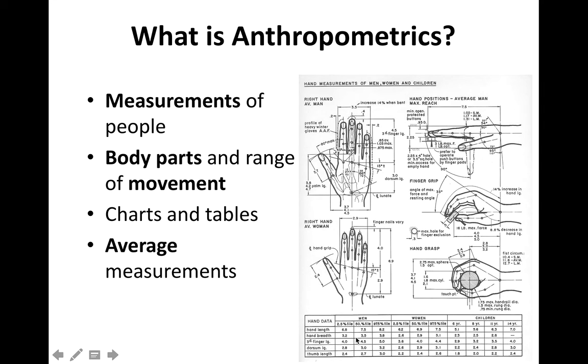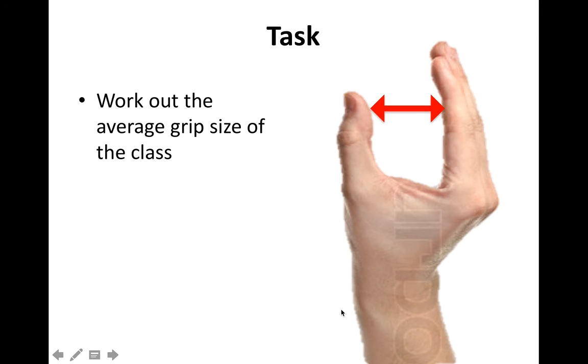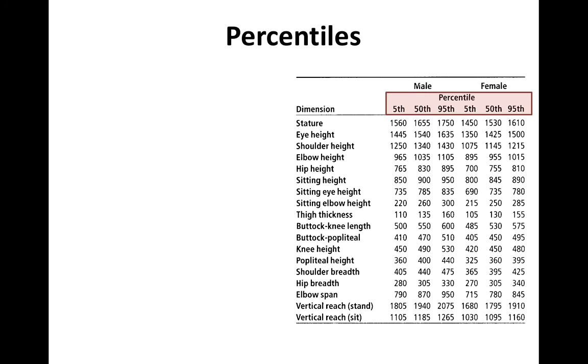And what you'll see is lots and lots of average measurements. So for example, remember when we did the bottle project, we did this task where we worked out the average grip size of the class. I think it ended up being about 41 millimeters, I think was the comfortable one.